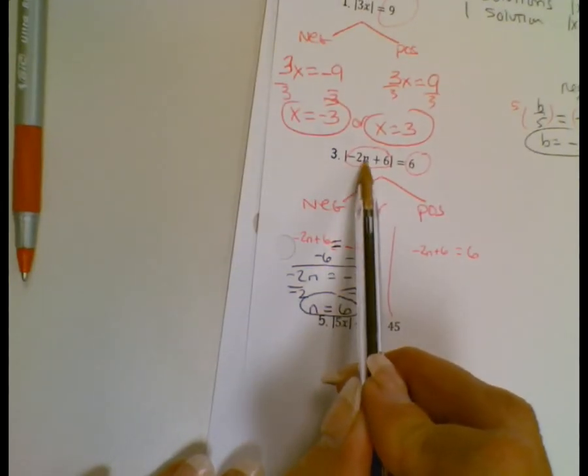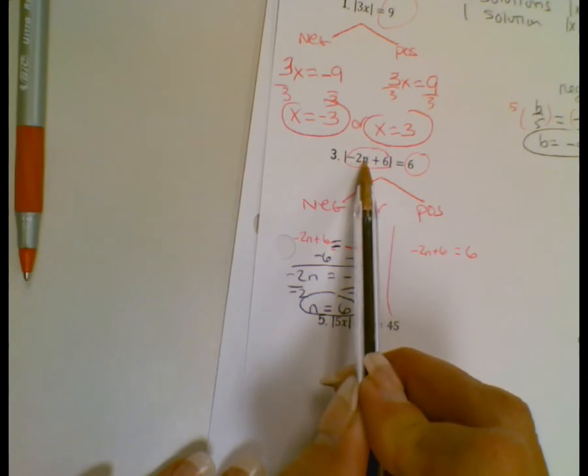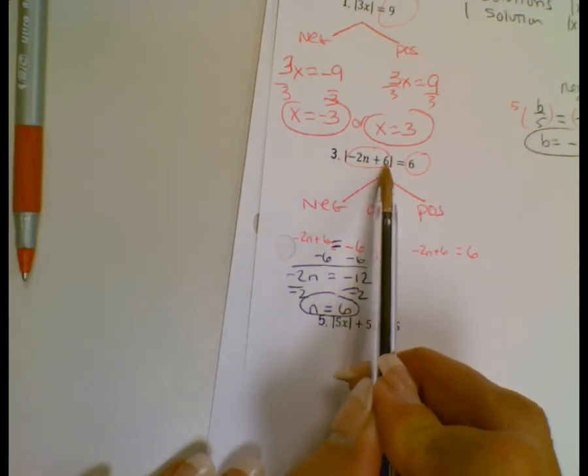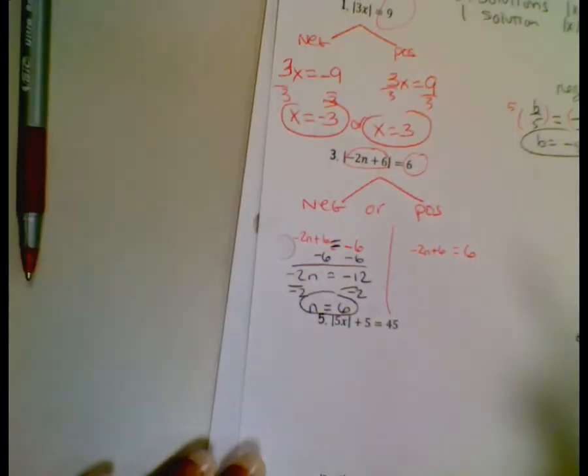So if I plugged in a 6 right here, what's negative 2 times 6? Negative 12. Correct. Negative 12 plus 6 is negative 6. The absolute value of negative 6 is 6. So that's one of my answers.